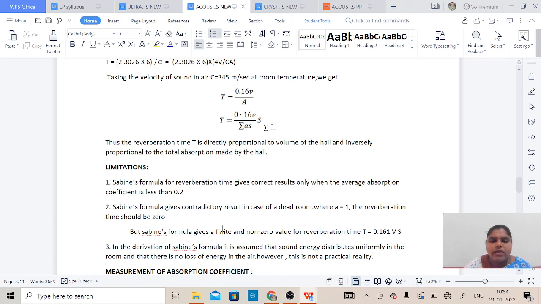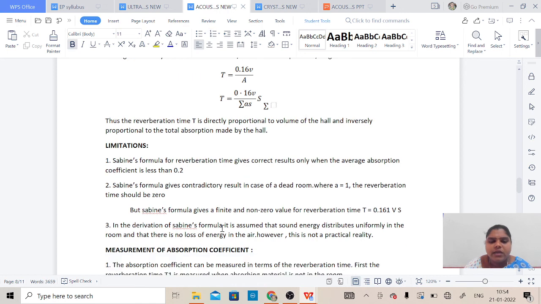In the derivation of Sabine's formula, it is assumed that sound energy distributes uniformly in the room and that there is no loss of energy in the air. However, this is not a practical reality.